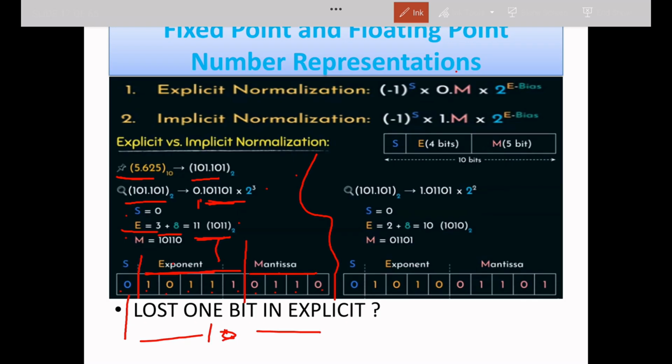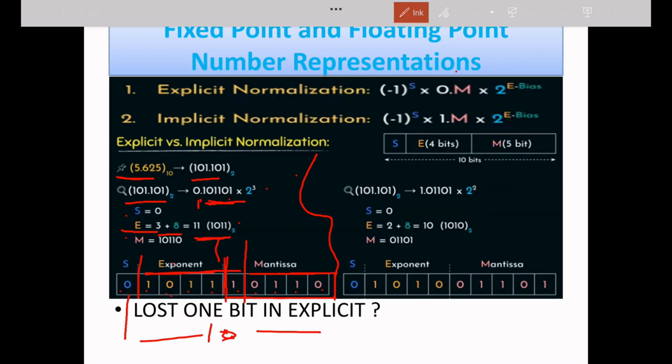I am writing here 1011, and the mantissa goes from here to here. So your mantissa is from here to here. Total number of bits in the mantissa: 1, 2, 3, 4, 5, 10110.